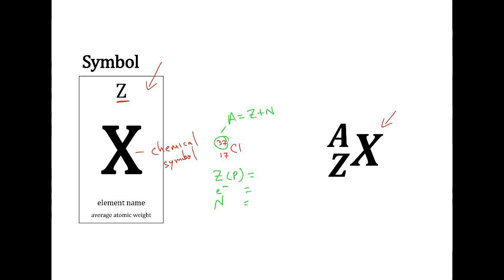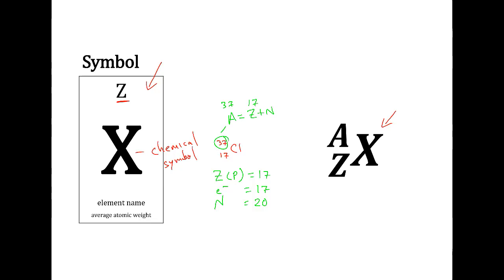So chlorine has 17 protons. Since there's no charge on this, that would mean that there are 17 electrons because it's electrically neutral. Since we have 17 positively charged protons, we have to have 17 negatively charged electrons. And then the number of neutrons, well, since the mass number is 37 and the number of protons is 17, that means our number of neutrons must be 20.